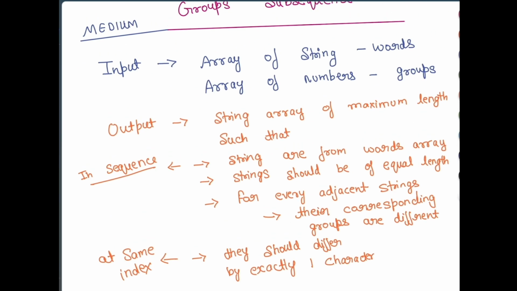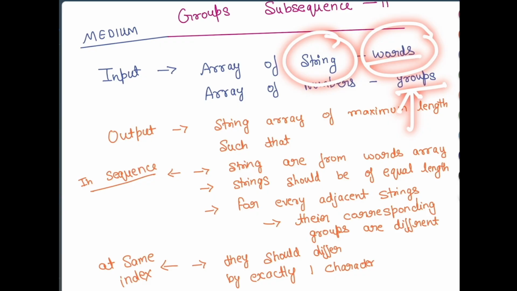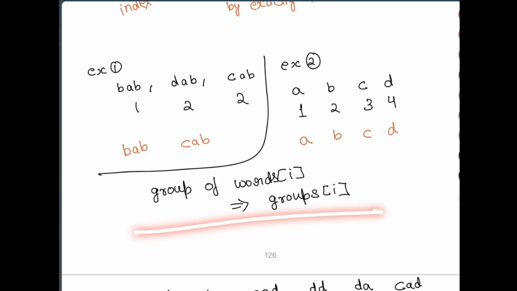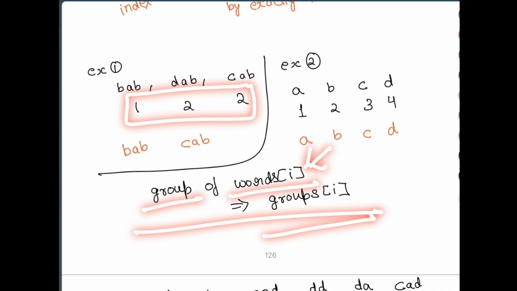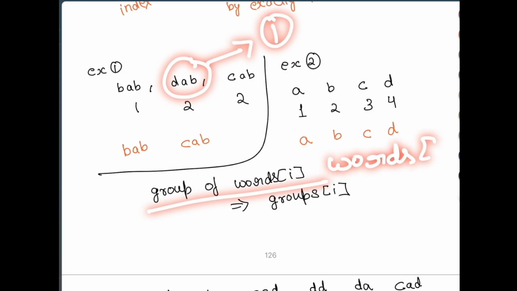So you are given two inputs, a words array and a groups array. From the words array you can find out the strings, and from the groups array you can find out the group number of a particular string. So coming back to this rule again, the group of a particular word at index i is equal to groups of i. So this is your groups array and this is your words array. If you want to find out the group of this word, you will have to find its index. The index is 1, right? So you need to find the group of words at index 1. So this will be equal to groups of 1, right?